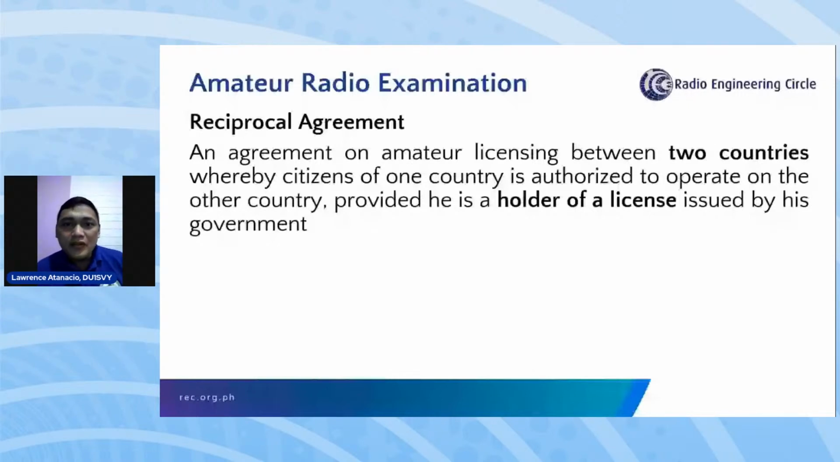Okay, so reciprocal agreement, no? Naputol tayo rito. So ito yung agreement between the other countries, for example, Philippines and United States. So ang purpose niyan ay para makapag-exam sila rito sa Pilipinas. So ganun din tayo dun sa kanilang bansa. So yun yung tawag na reciprocal agreement. Next slide.